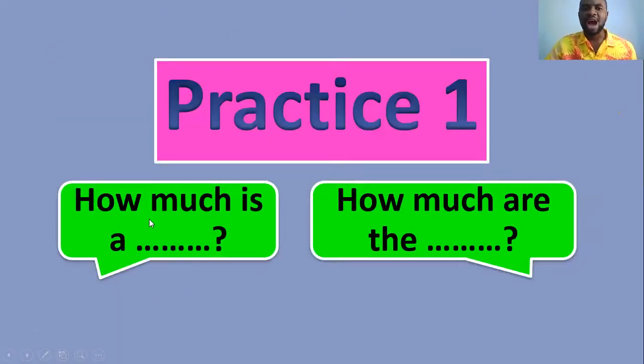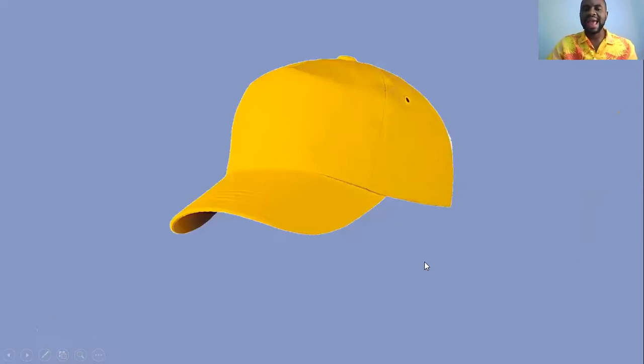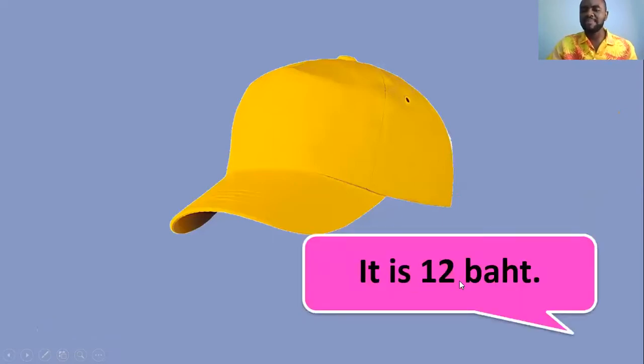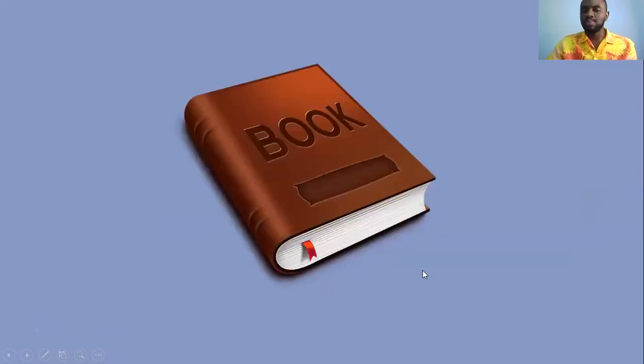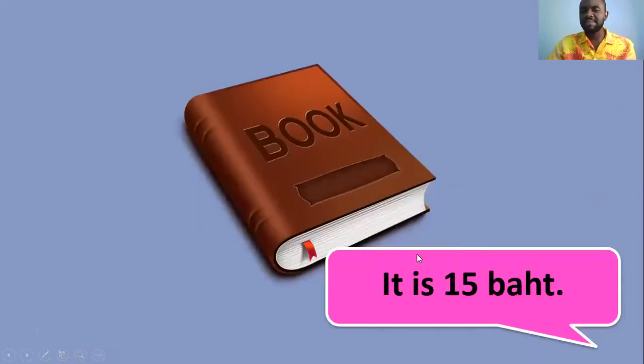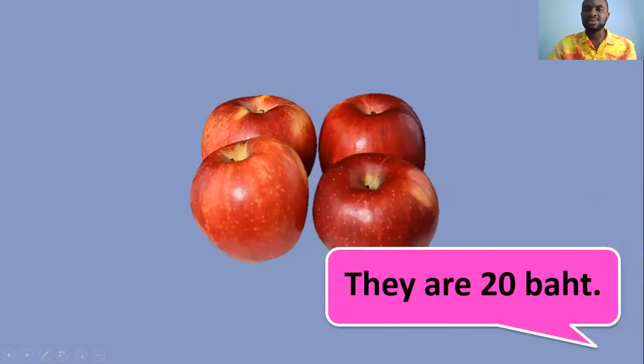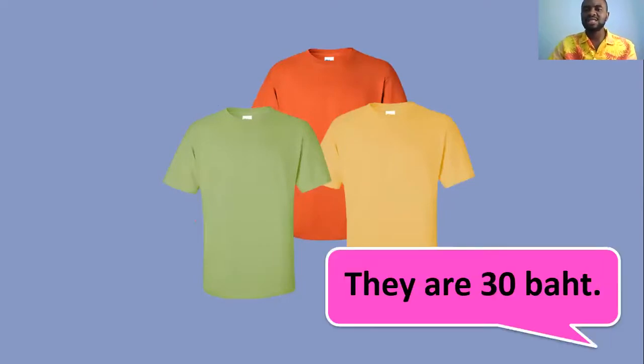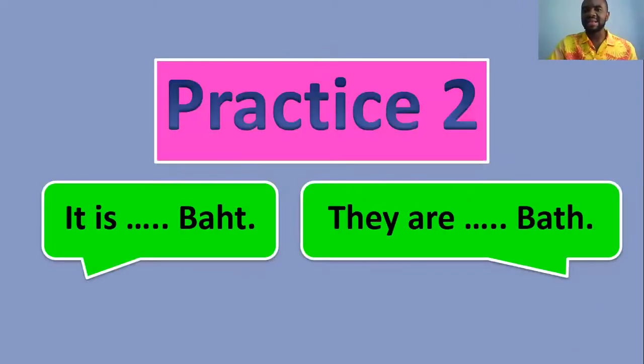Let's practice. How much? How much is? How many are there? Okay. Cap. It's 12 baht. Book. It's 15 baht. The book is 15 baht. Apple. 20 baht. Apples are 20 baht. T-shirt. 30 baht. The t-shirts are 30 baht. How much is this? It's 30 baht.